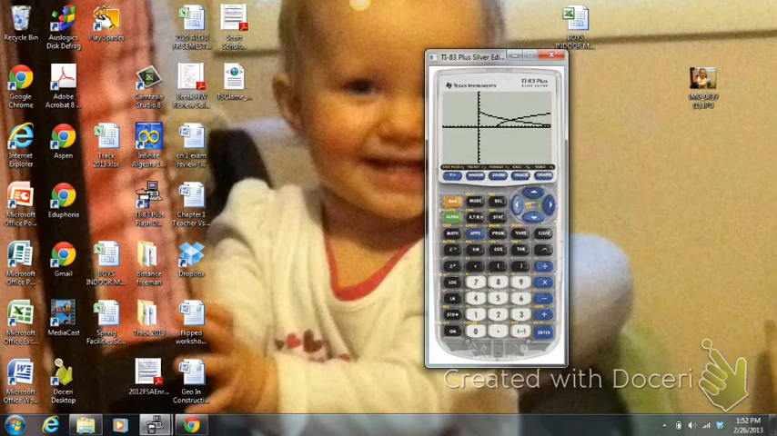Now what I do is I hit second and trace to get to the calculate menu, and I want to find the intersection of those 2 lines. So I'm going to choose the 5th option, intersect. And if you hit enter there, it's going to ask you for the first curve, second curve, and guess. You really could just hit enter, and the guess, you don't have to move it next to the intersection unless there was more than one intersection. In this case, there's only one intersection. I could just hit enter again, and it tells me the intersection is at 9 and 2. Now that's interesting because we saw that the solution was really 4.